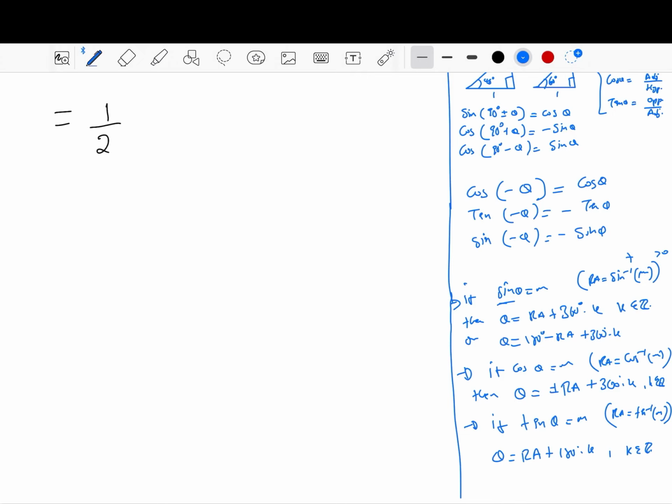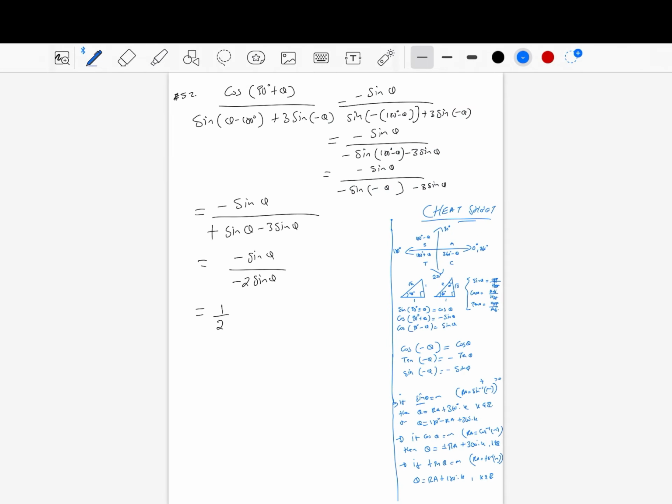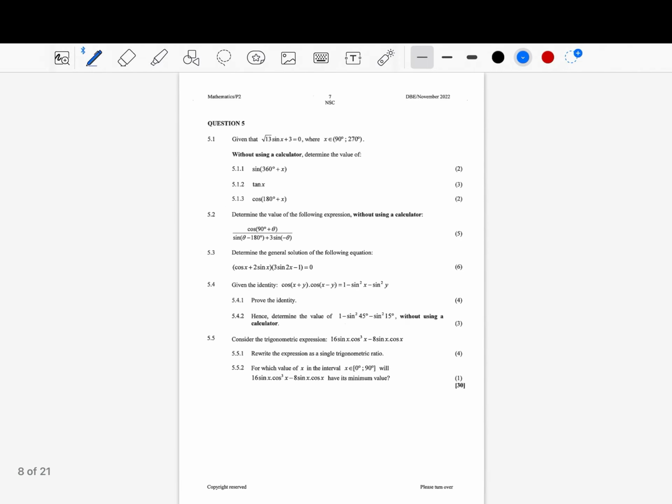If it's sine, you put 2 general equations. If it's cos, you put 1. If it's tan, you put 1. That you need to remember. Tan is 180 degrees times k. Cos is 360 times k with plus or minus the reference angle. If it's sine, you need to remember it's RA and 180 minus RA. That's the difference. And let's jump into 5.3.